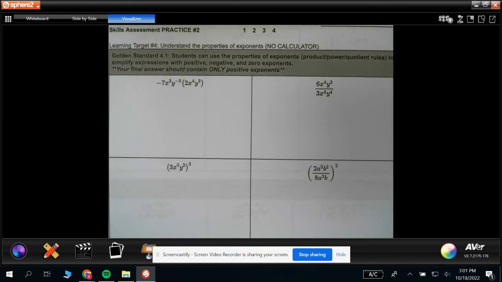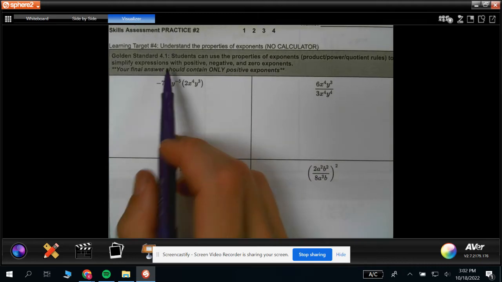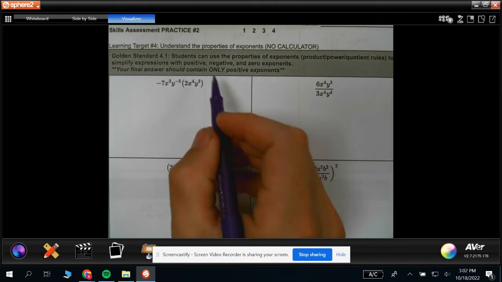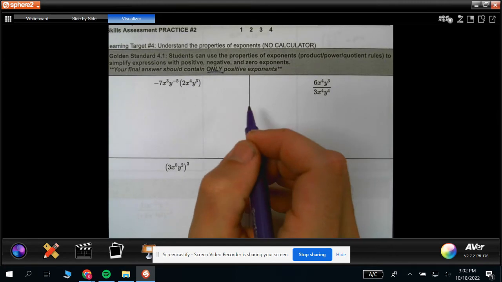We're going to go over LT4 Exponent Rules, practice quiz number 2. We're going to work through it here, okay? So starting with Golden Standard 4.1, using the properties of exponents. Your final answer should contain only positive exponents.